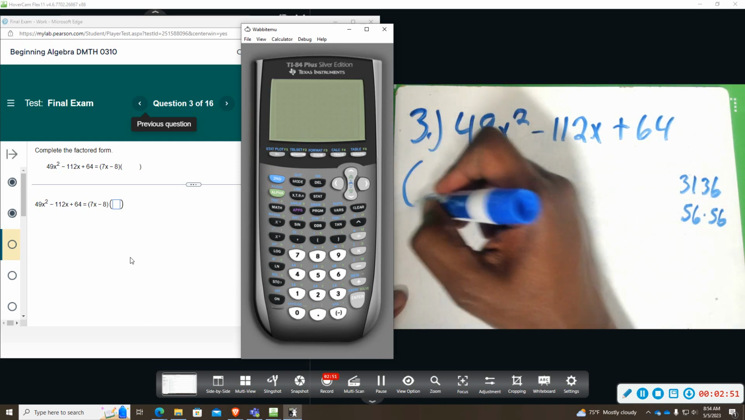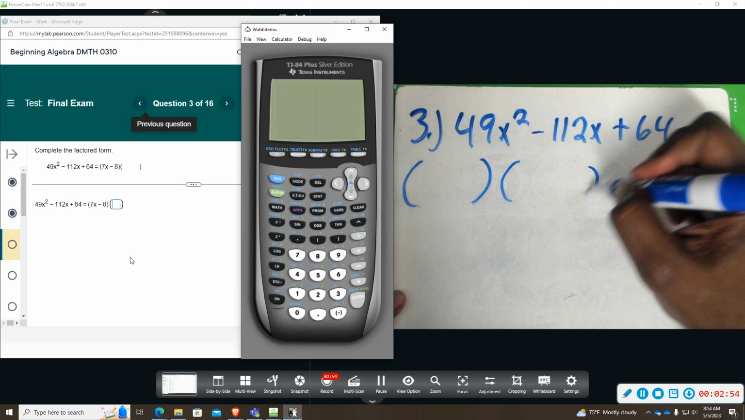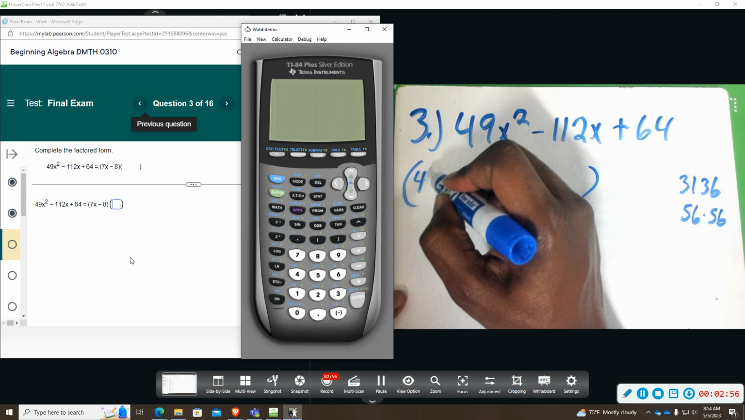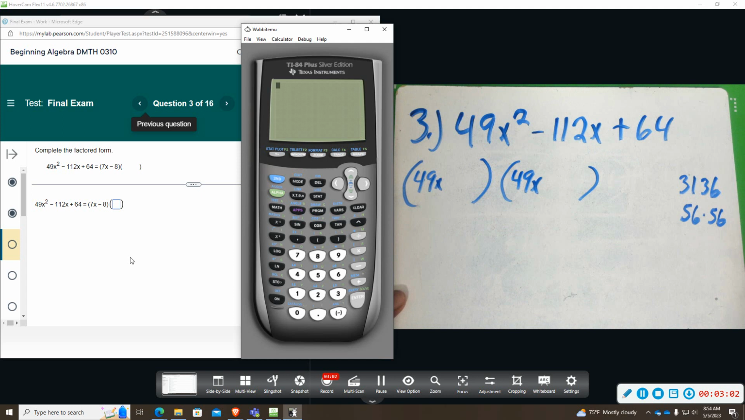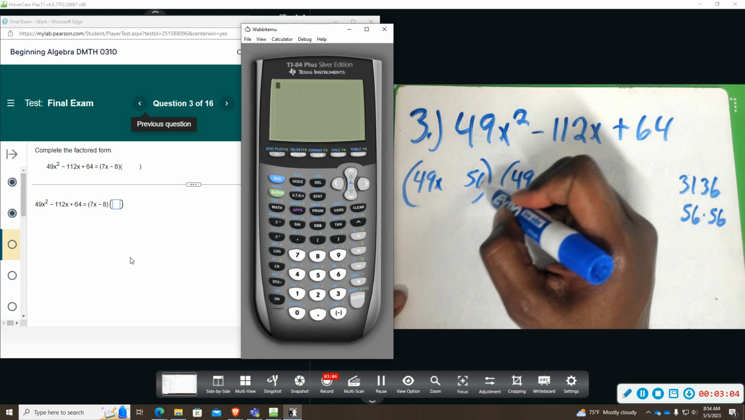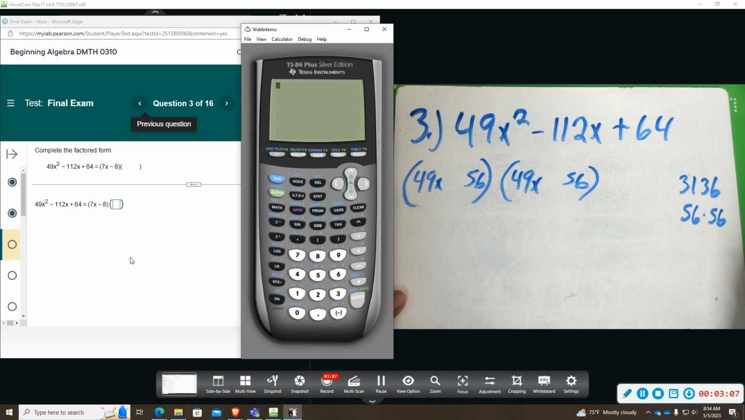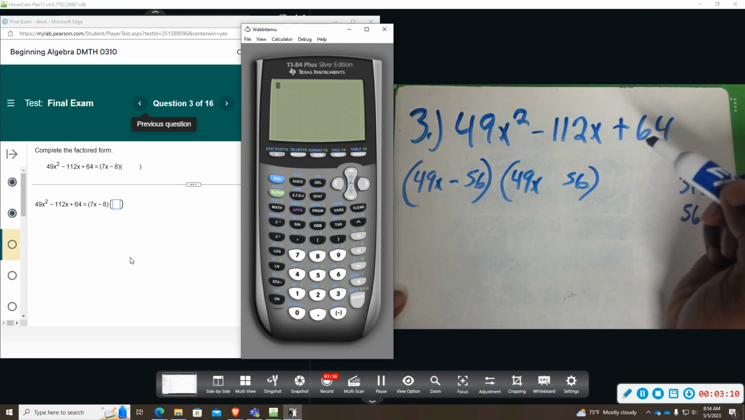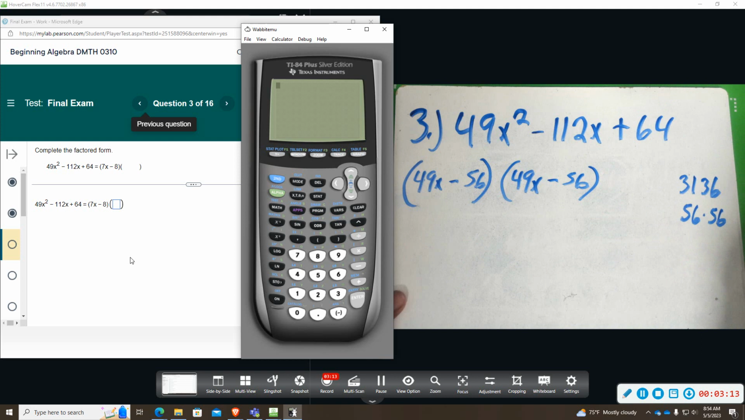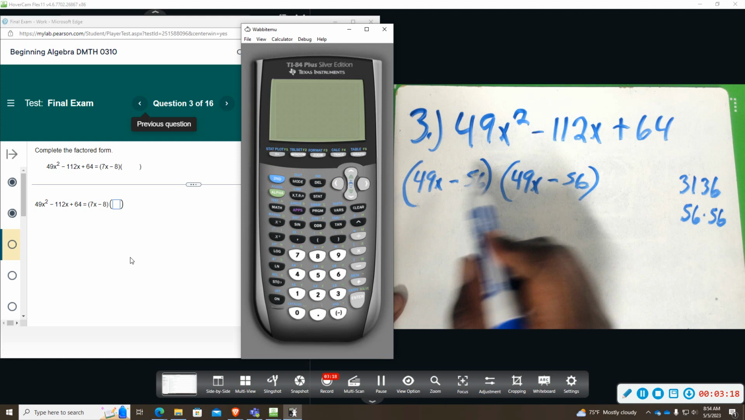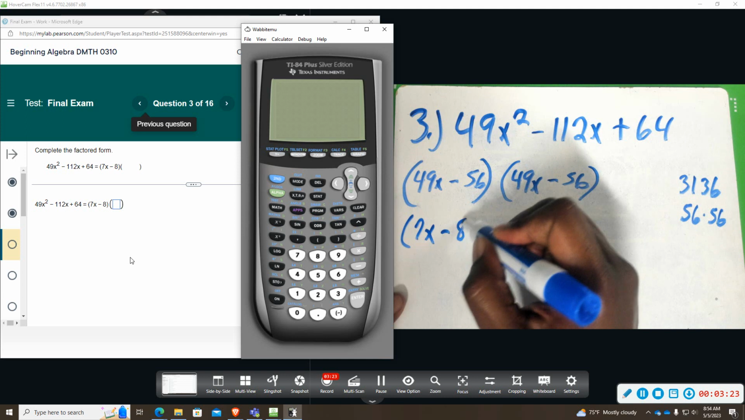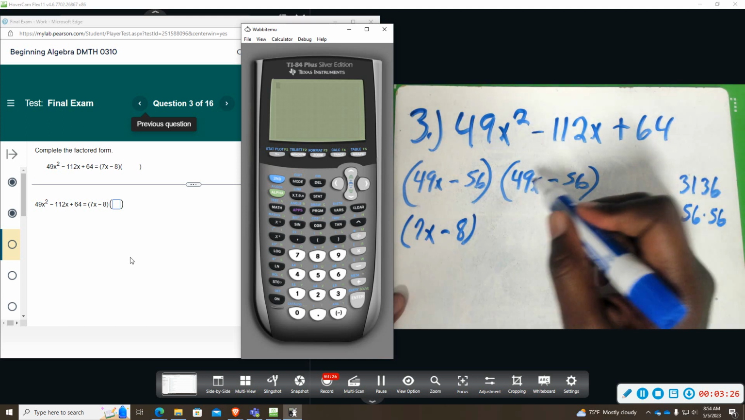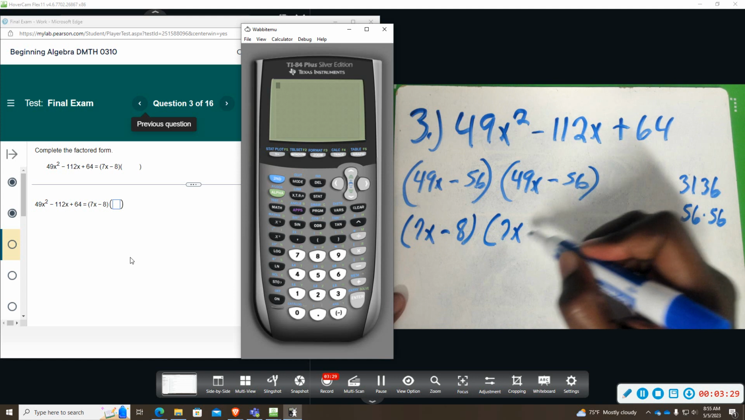I'm going to do 2 sets of parentheses. We're going to put 49x in the front of both. We're going to put 56 at the back. And the bigger number is negative, both the same, and then positive tells me they're the same sign. And then from here we're going to reduce. So we're going to divide both by 7. It's going to leave me with 7x minus 8. So that matches with what they gave us. Same thing over here, 7x minus 8.